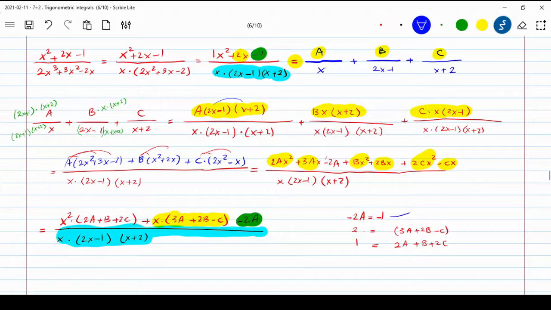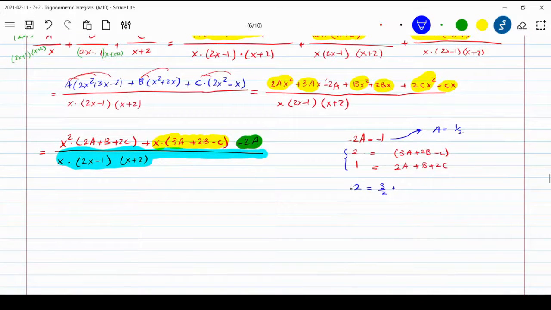And at this point, I can say, what do I get from the first equation? It's a simple system of equations. The first one, you figure out what a is. A would be 1/2 divided by 2. So in every other equation, I replace a with 1/2. So what I get is 2 equals 3 times 1/2, which is 3/2. I'm rewriting these two equations. 2 equals 3 times 1/2 plus 2b minus c. And the second equation would be 1 equals 2 times 1/2, which is simply 1, plus b plus 2c.